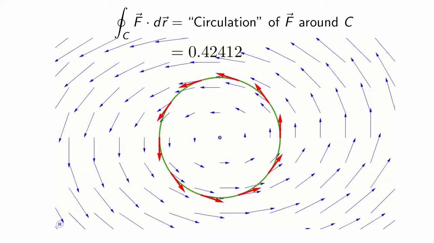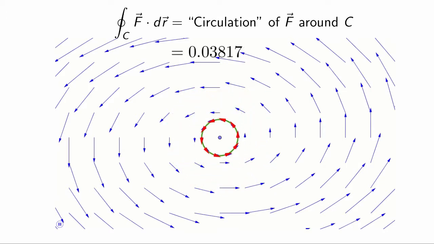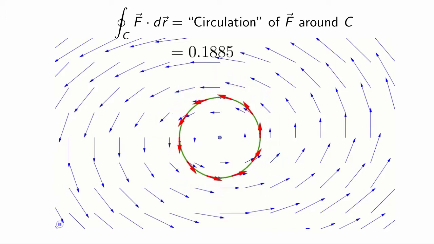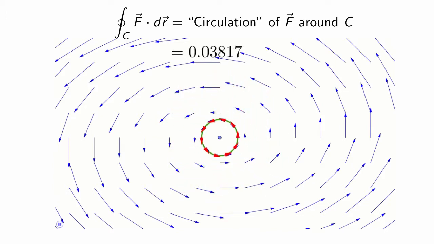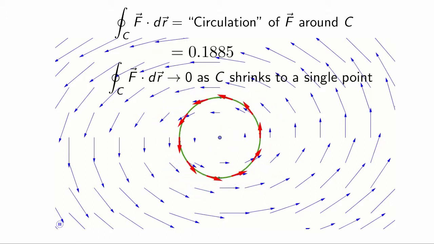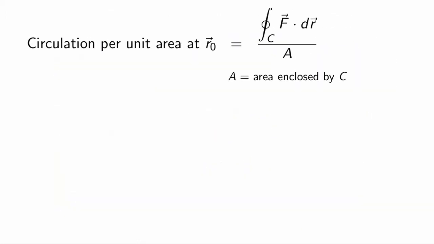To capture the idea that the curl is related to the rate of rotation at a single point in the field, we'll consider the circulation of the field for smaller and smaller loops enclosing that point. As the length of the loop shrinks to zero, so will the circulation of the field. So circulation alone isn't helpful. However, the ratio of circulation per unit area enclosed by the loop will be meaningful in the limit as the enclosed area tends to zero.